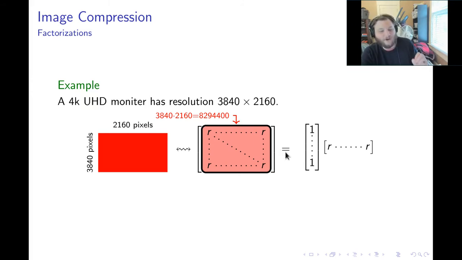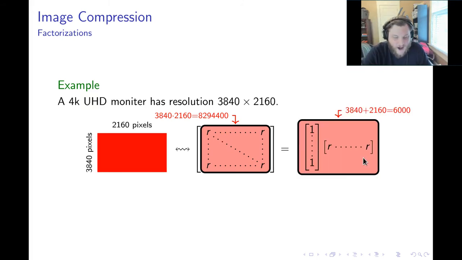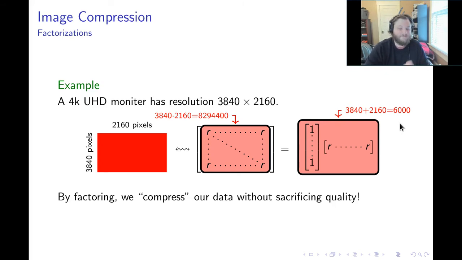However, if I factor my matrix as a column of ones multiplied by a row of red signals, I actually reduce the amount of data I'm communicating. Instead of multiplying these two numbers together, I'm now adding them. 3840 plus 2160 is only 6,000. And the key thing here is that this is an equality. So I can communicate all of the data in this matrix by factoring, and I save a ton of space without reducing quality. So by factoring in this scenario, we compress our data without sacrificing any quality.